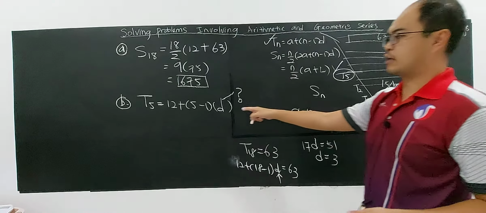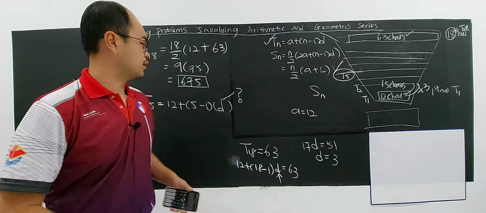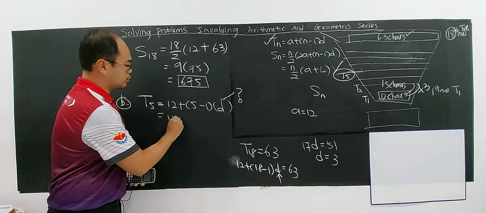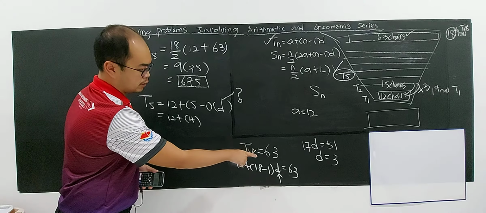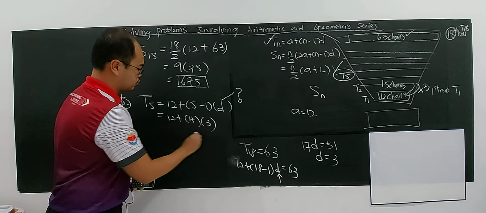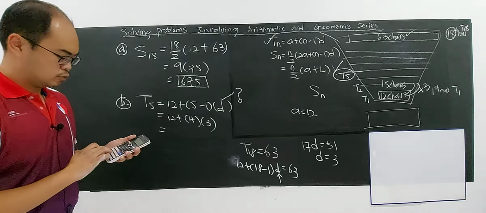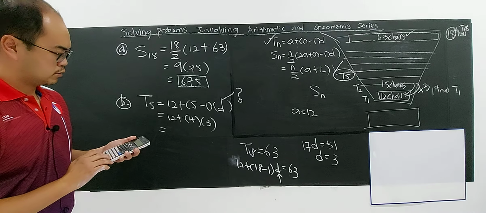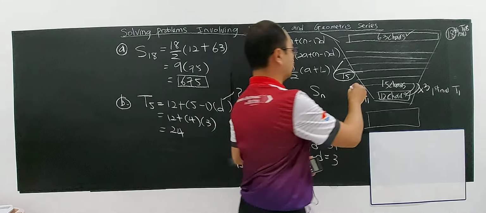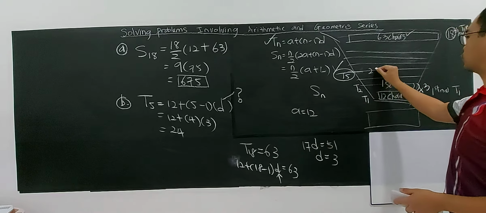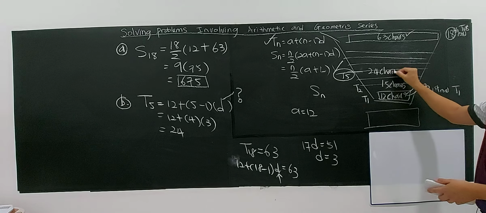Never mind, we want to find the fifth row, so we straight away use the formula. Now you know that your D is 3, and n is 5. So 12 plus 4 times 3, you have 24 chairs. It means the fifth row has 24 chairs.